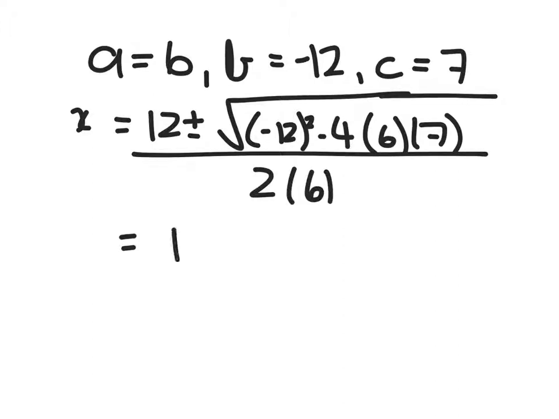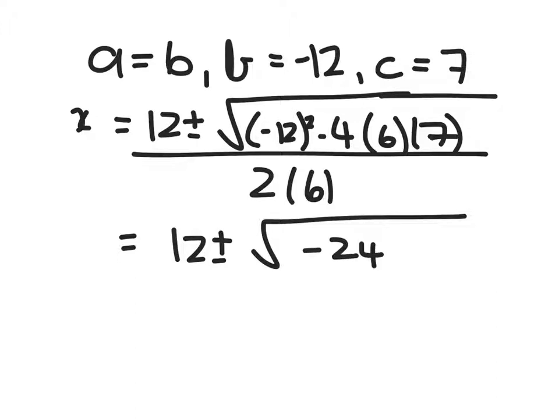Okay, so that gives me 12 plus or minus. Now remember I said evaluate, and the reason I ask you to evaluate under the square root very carefully, you're going to see why this is important now. If we put what's under that square root into our calculator, what we're going to get is 144 minus 168, which gives me minus 24, all over 12. Now, what's happened here that's a problem?